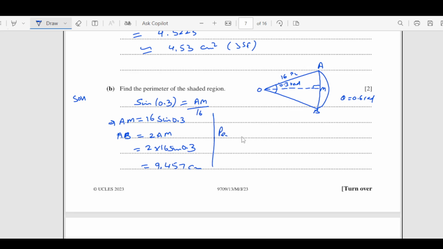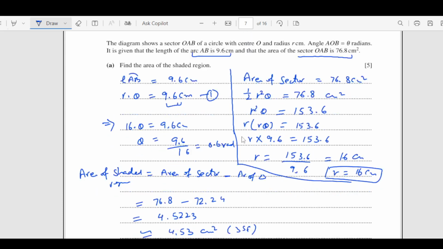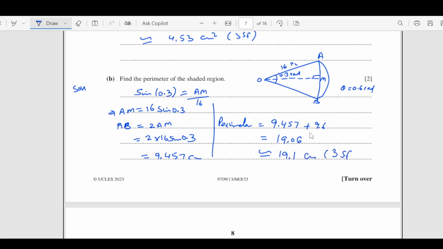So now what will be the perimeter? The perimeter that we are looking for is the length of AB, which is 9.457, and the length of the arc we already have, 9.6 here. If you see, length of arc is 9.6 here, so plus 9.6, this comes out to be 19.06, so approximately 19.1 centimeters to 3 significant figures, right?